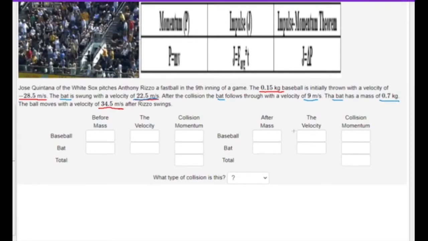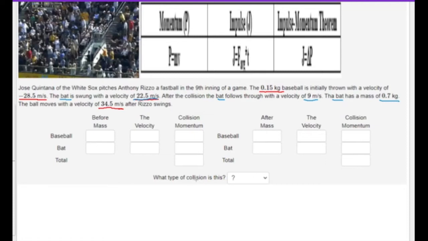So these momentum problems are best when we set up this table that we have down here, where we have our two objects, the mass before, the mass after, the velocity before, the velocity after, and then the momentum of that object before the collision and the momentum of that object after the collision, as well as the total momentum of the system before and the system after.